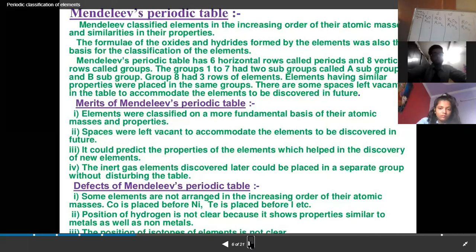So Mendeleev's periodic table has 6 horizontal rows which he called periods and 8 vertical columns which are called groups. Groups 1 to 7 have 2 subgroups, A and B. Okay, so this was all about Mendeleev's periodic table, how he tried to categorize and arrange all the elements with similar chemical properties in the same column, which he called groups, right?